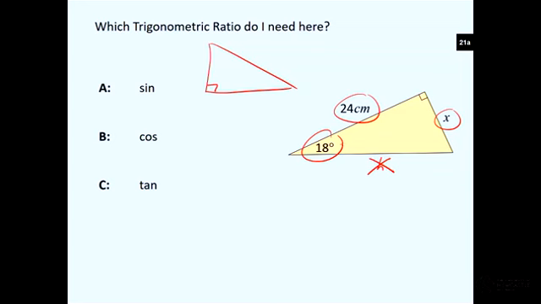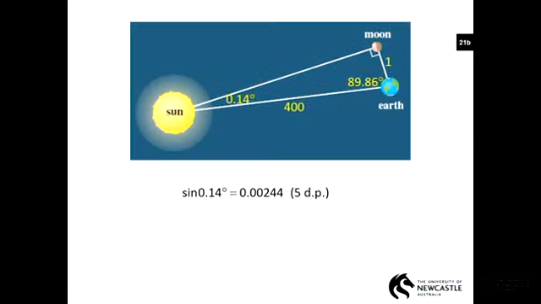So that's opposite, and that's adjacent. I'm not using the hypotenuse. So it's the TOA of SOHCAHTOA: tan is opposite over adjacent. We'll get plenty of practice through here, just as long as we can label what's opposite, what's adjacent, what's hypotenuse. We're gold.